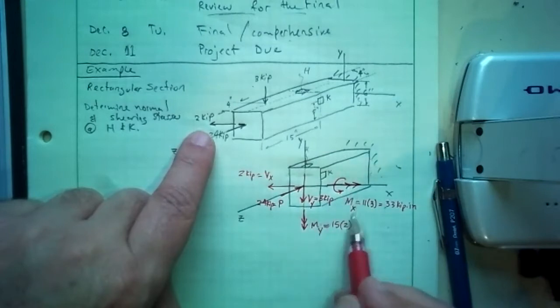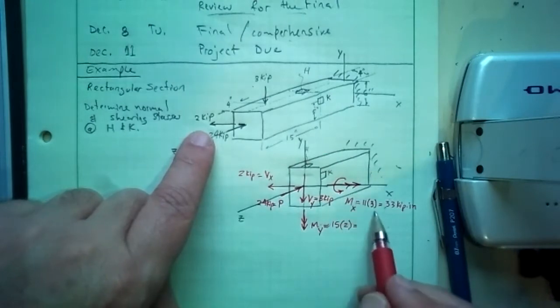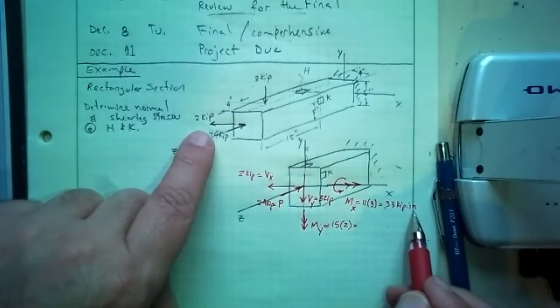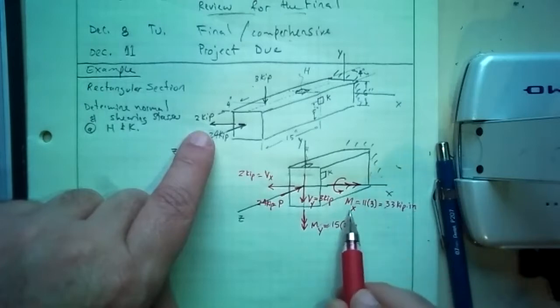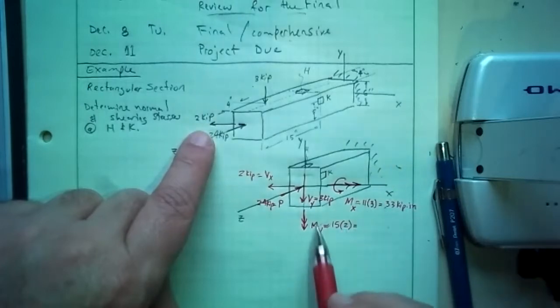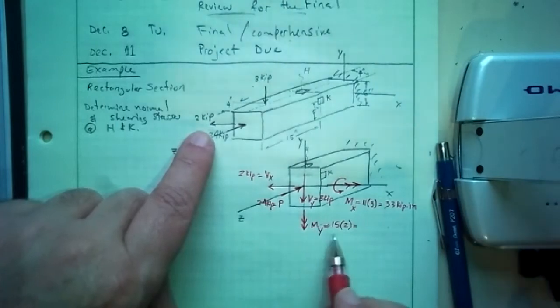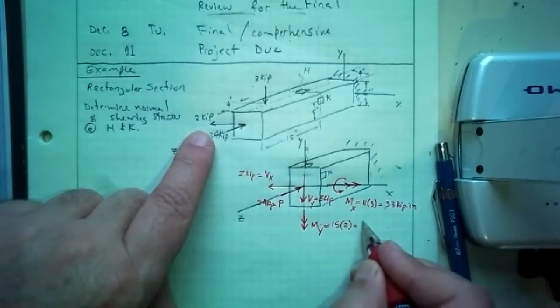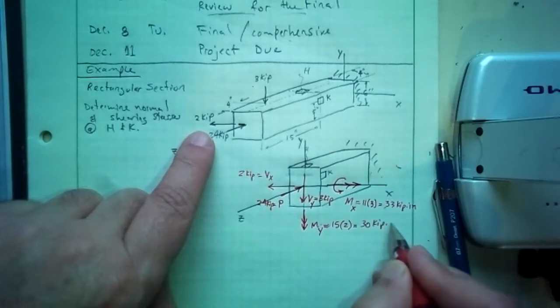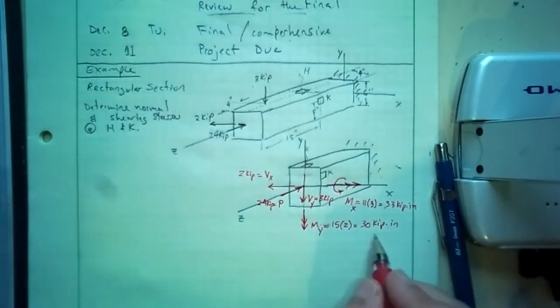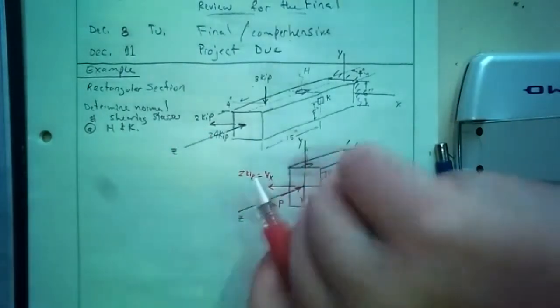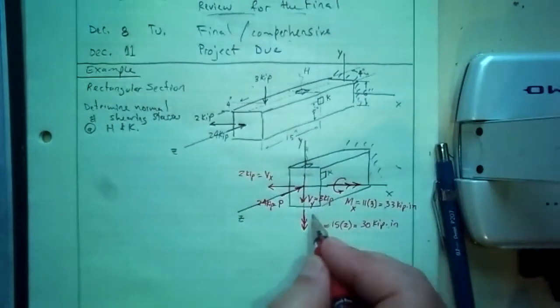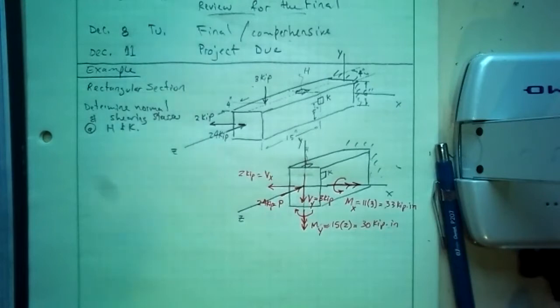So if I want to write this in terms of this vector, this Mx would have been negative 33 i kip inch. And this moment in the y would have been a negative 30 j. So this is 30 kip inch. So we're just simply writing, this is the magnitude and that's the direction. And that will produce a rotation that is going to be like this. And that's all I have.